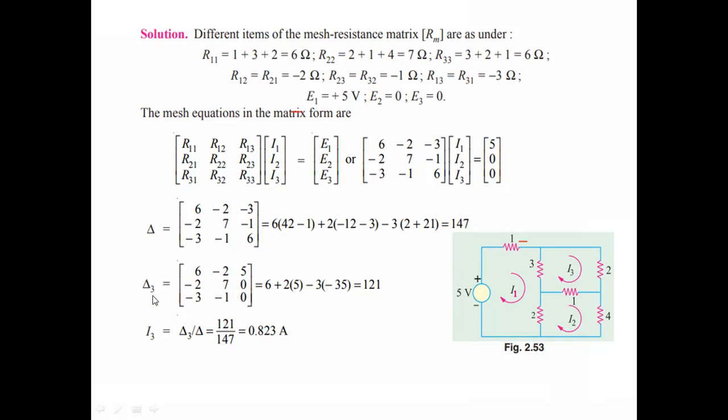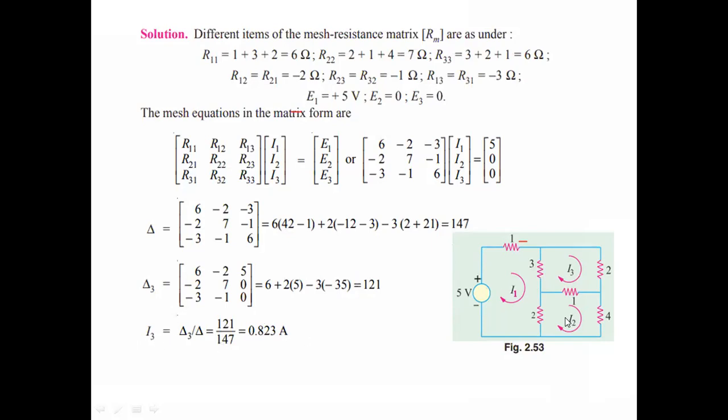Delta 3 is 121, and delta is 147. So from this we get I3 as 0.823. Like this we can solve the equations of 3 parameters or 3 currents. For any type of problem like this, we can apply these matrices and obtain the currents.